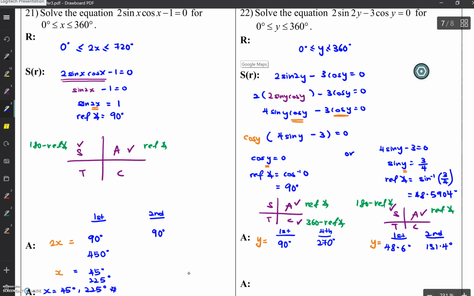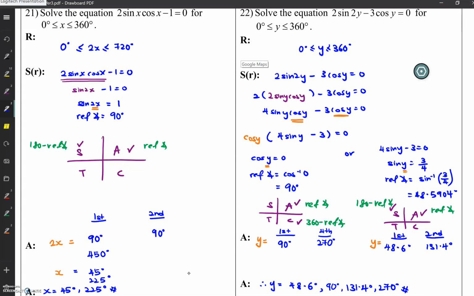Do take note that since it's degrees, the answer is in 1 dp. Since my answers are all over the place, I must have a final answer here to make it neater. So my final answer will be y equals, in ascending order, 48.6 degrees, 90 degrees, 131.4 degrees, and finally 270 degrees. And that's your final answer.